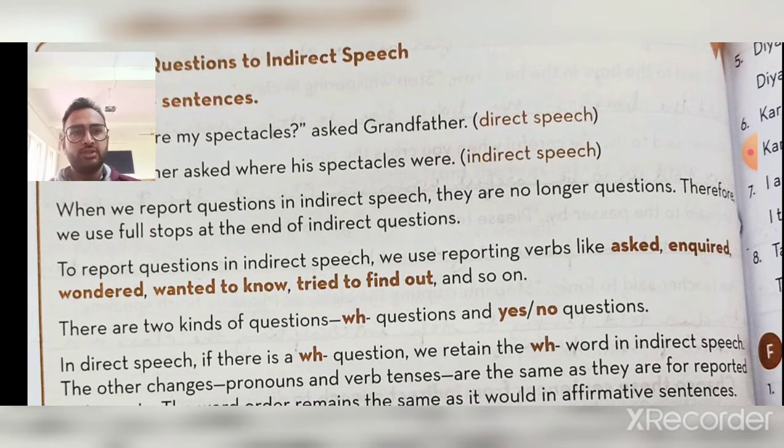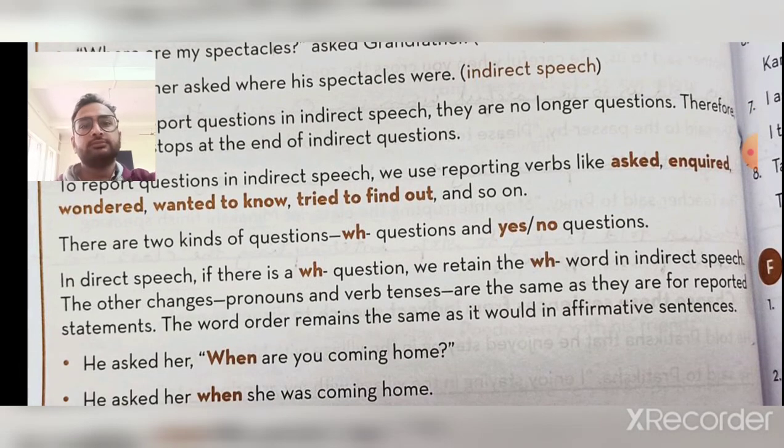To report a question in indirect speech, we use reporting verbs like asked, inquired, wondered, wanted to know, tried to find out, and so on. But students, be careful. There are two types of questions. One is WH questions and the other is yes or no questions. If the direct speech has a WH question, we retain the WH word. In indirect speech, the other changes in pronouns and verb tenses are the same as in reported statements. The word order remains the same as it would be in an affirmative sentence.